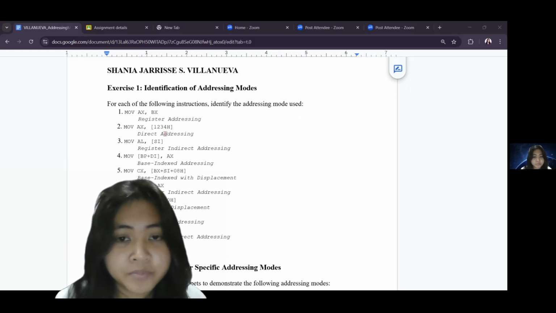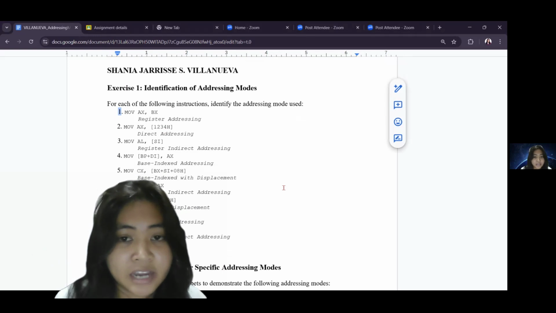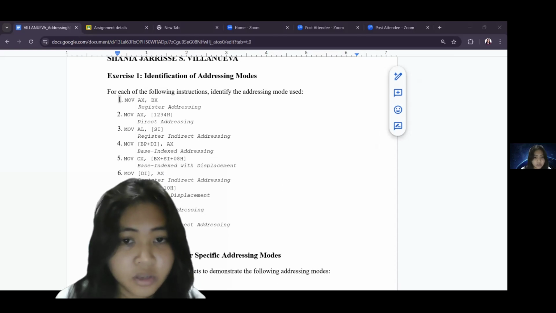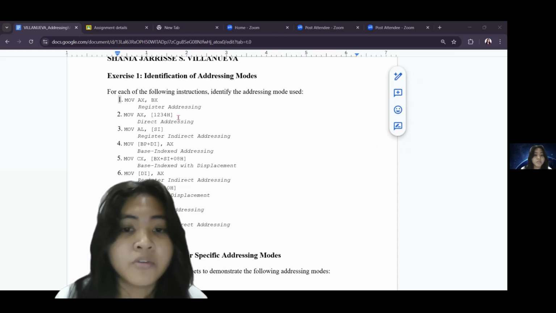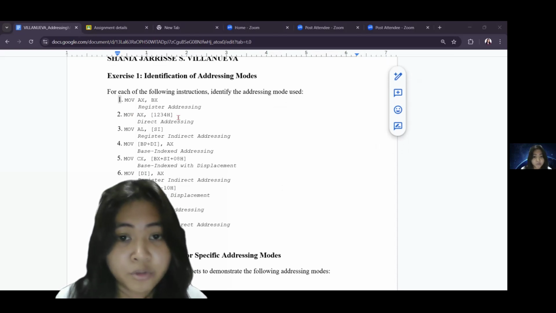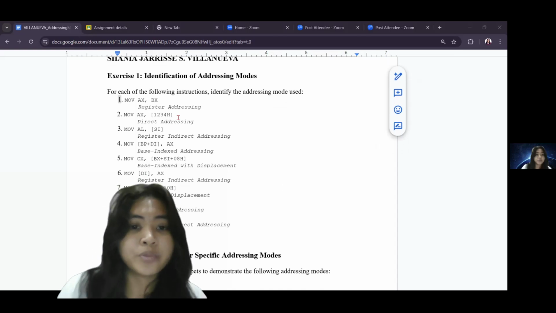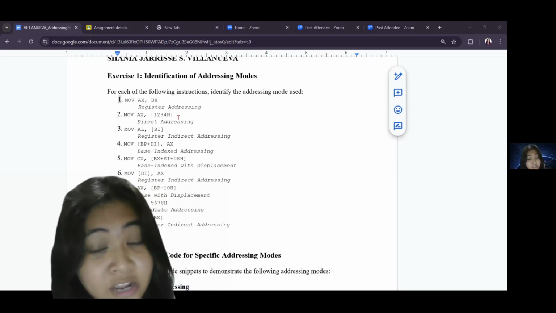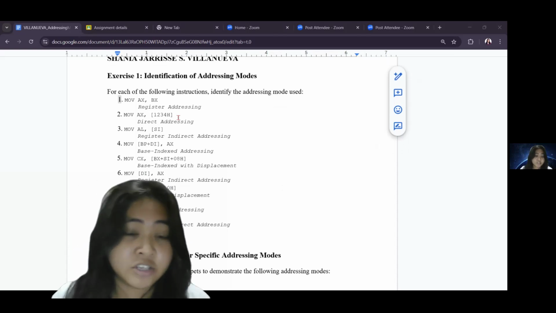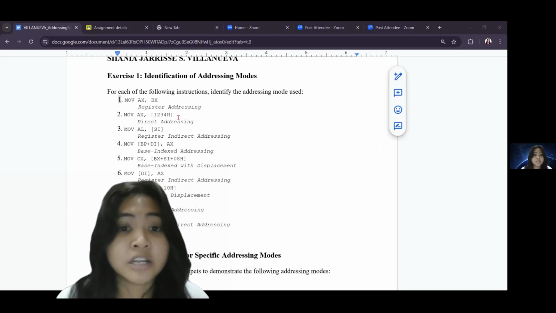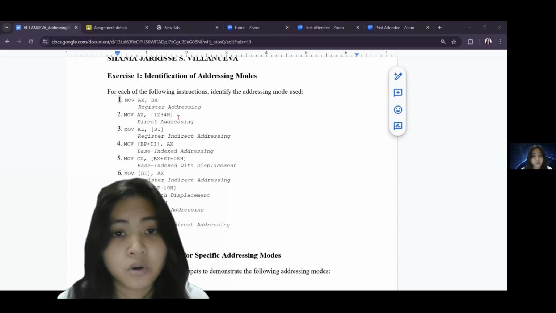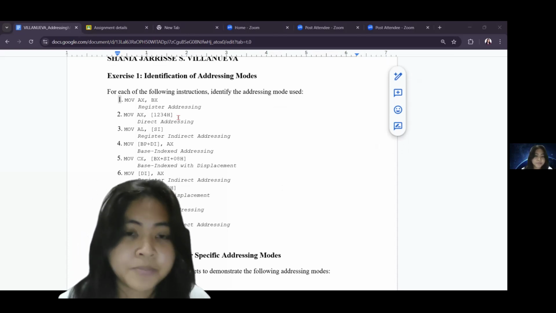So for number 1, mov AX, comma BX. Both operands are registers, no memory info. So the answer is register addressing. Number 2, mov AX, comma bracket 1234H. Here we have brackets with a direct memory address inside. The CPU goes straight to that address and that will fall to direct addressing.